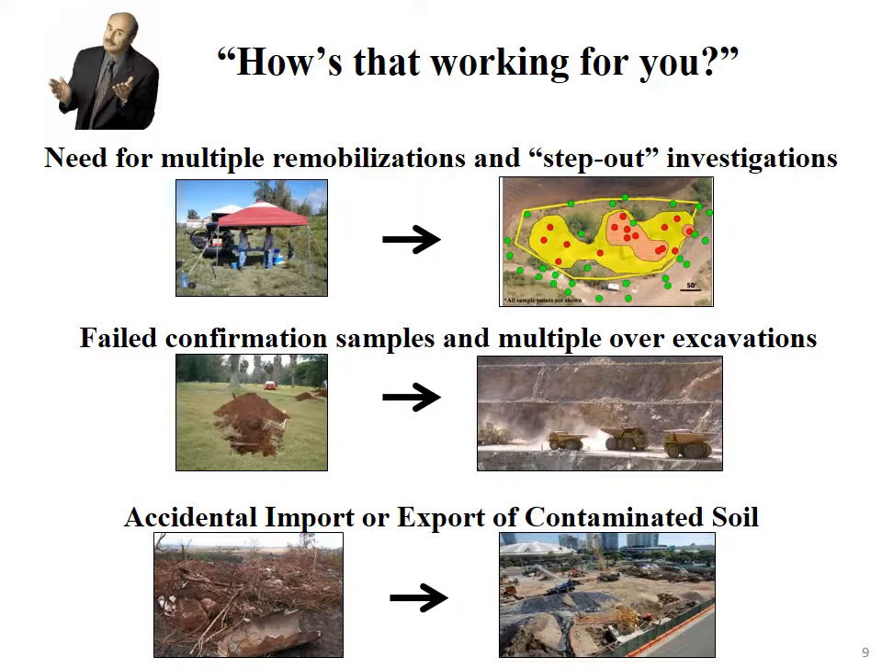Or failed confirmation samples, multiple over-excavations, the same problem. You collect some discrete samples, you think you identify where the hot spot is. You dig that out, collect confirmation samples, and then surprisingly, some of them fail. So you dig out a little bit more, collect more confirmation samples, some of them pass, some of them fail. Again, the more you dig, the more you test, the more complicated it can get. Another big issue we've had to deal with here in Hawaii is accidental import or export of contaminated soil, where a few discrete soil samples were tested initially, and the soil was presumed clean, then brought onto a property and later determined to be contaminated.